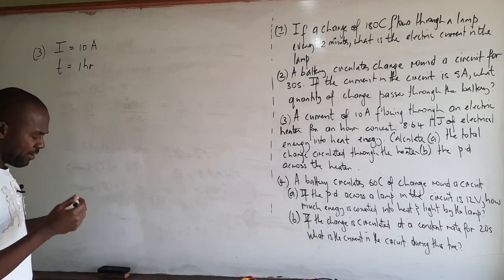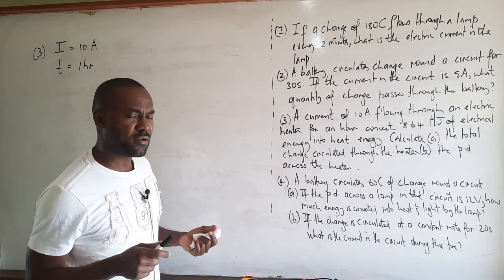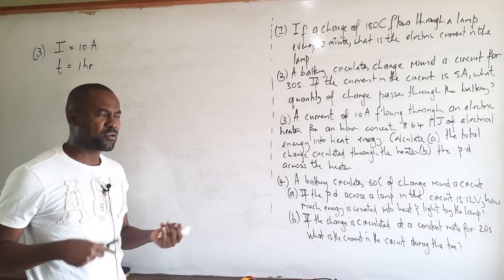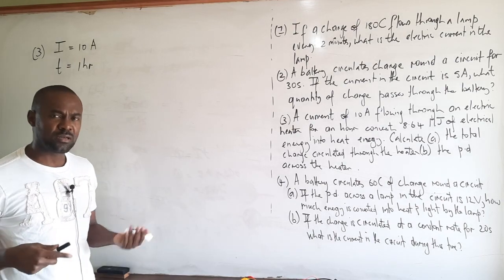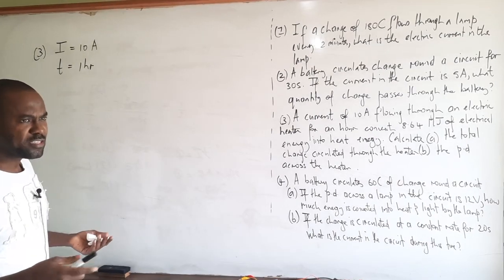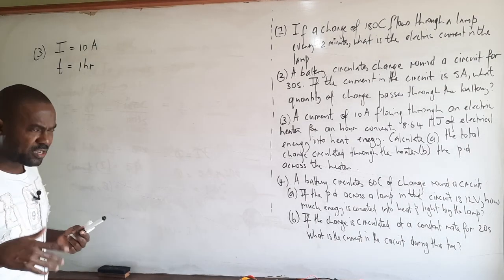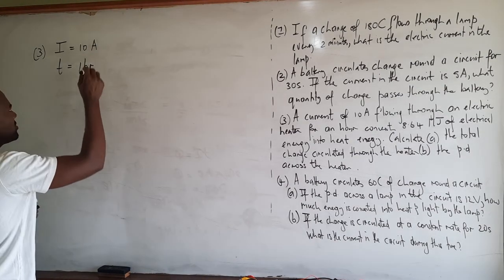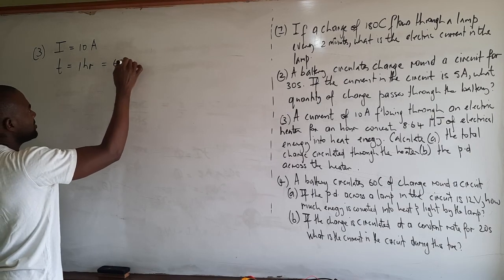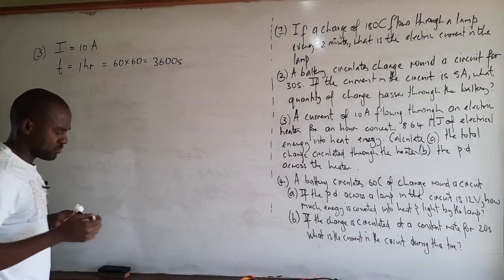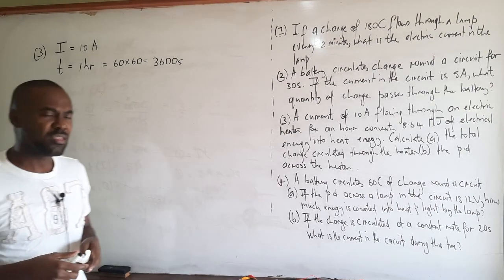But we must recall that the SI unit of time is the second, and not the minute or the hour. So if we're given the time in minutes or hours, we must convert to seconds. We know that 60 minutes equals 1 hour, and 60 seconds equals 1 minute. So 60 times 60 gives us 3,600 seconds. So 1 hour is equivalent to 3,600 seconds.